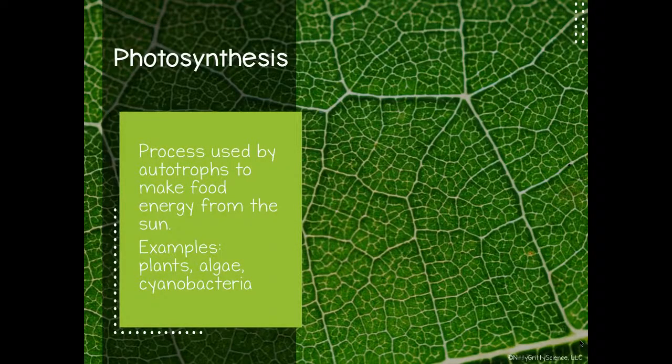They use a process called photosynthesis, which is how autotrophs make food by using energy from the sun. As we said before, examples of this are plants, algae, and cyanobacteria. A lot of the algae is out in the water, and the plants come from the land. Again, this process that autotrophs use to make energy is called photosynthesis.